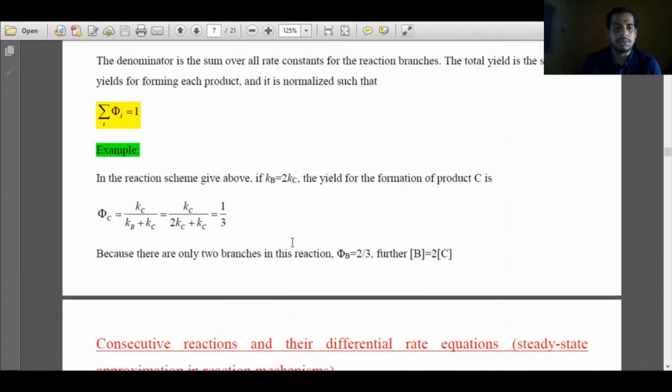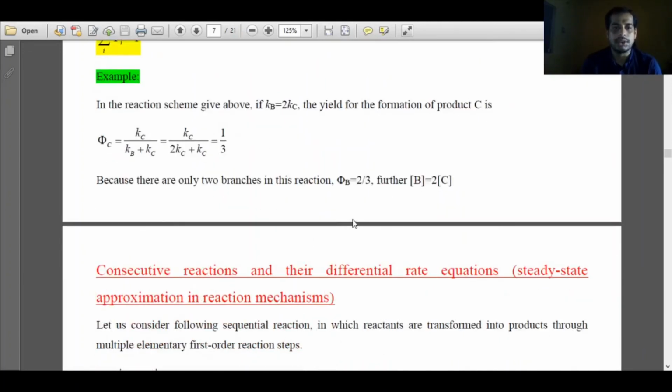So with this I will stop here. Next session we will discuss consecutive reactions.